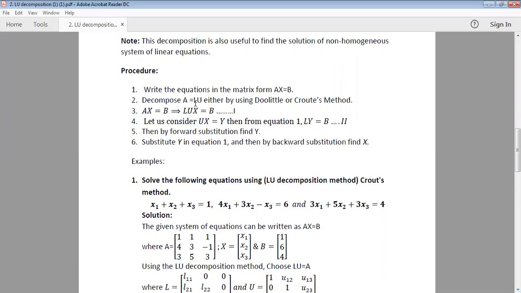Now decompose A equal to LU, either by using the Doolittle or Crout's method, right? When we decompose A as LU, now this Ax equals B becomes LUx equals B, right? Now let us consider Ux equals Y. Then from this equation, if we take Ux equals Y, LUx equals B becomes Ly equals B. Then by forward substitution, find Y, substitute Y in the equation Ux equals Y, and then by backward substitution, we calculate X.